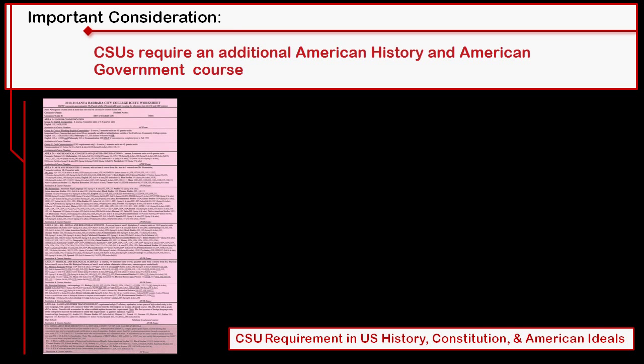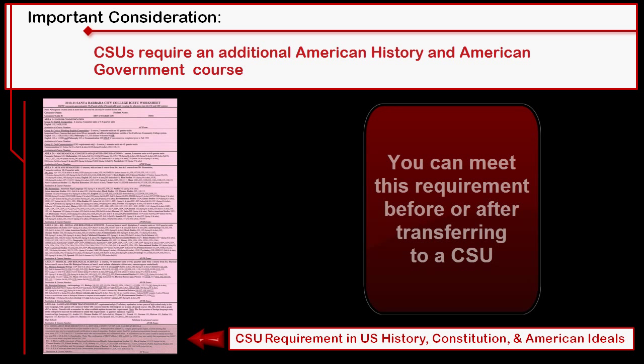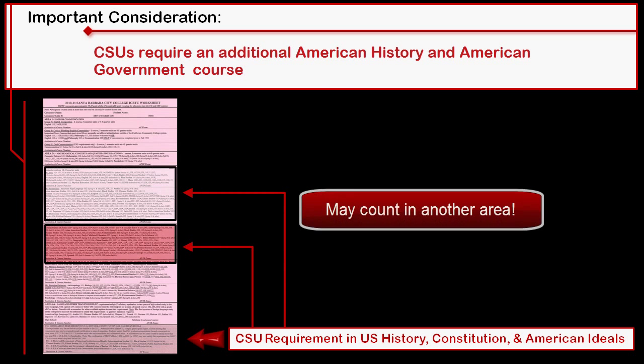Here's an important consideration when choosing courses for IGETC. If you're thinking of transferring to a CSU, they require an additional American history and an American government course. This can be met before or after transfer to a CSU. Most, but not all CSUs will also use these courses in the IGETC areas 3 and 4. See the IGETC form for more information on this requirement.